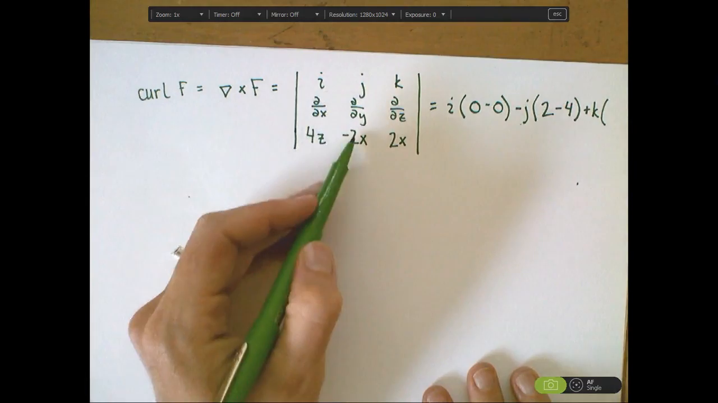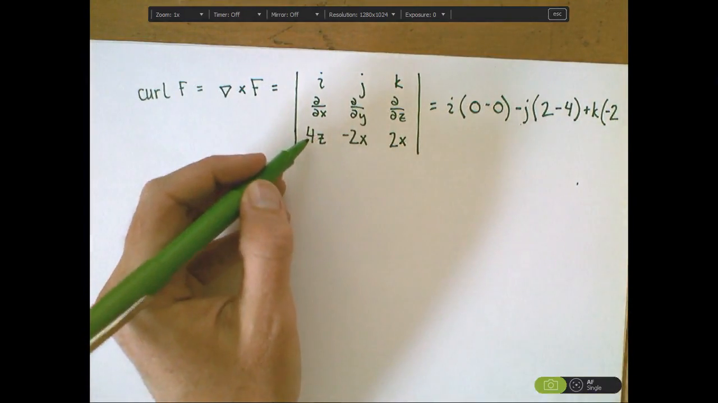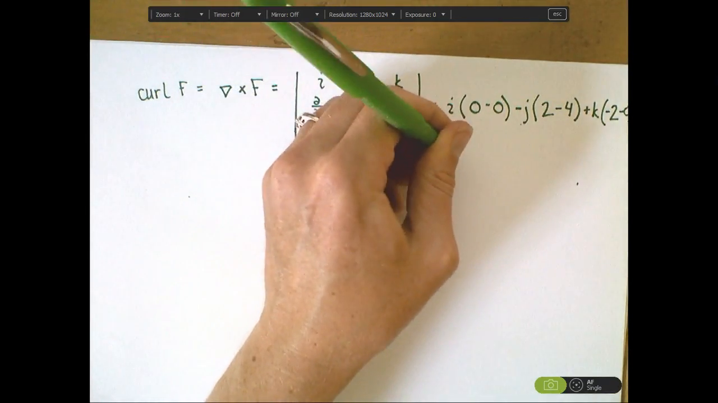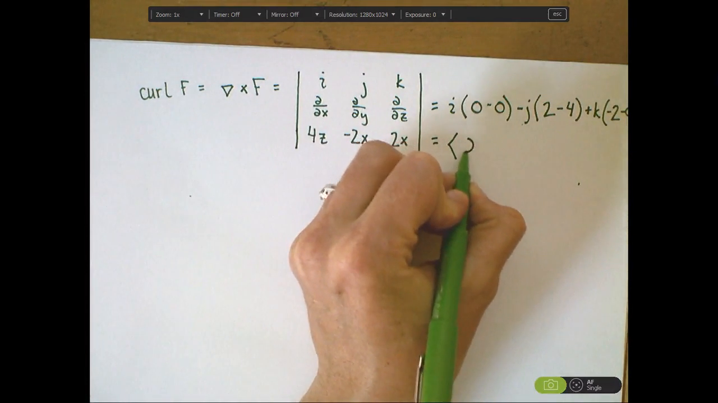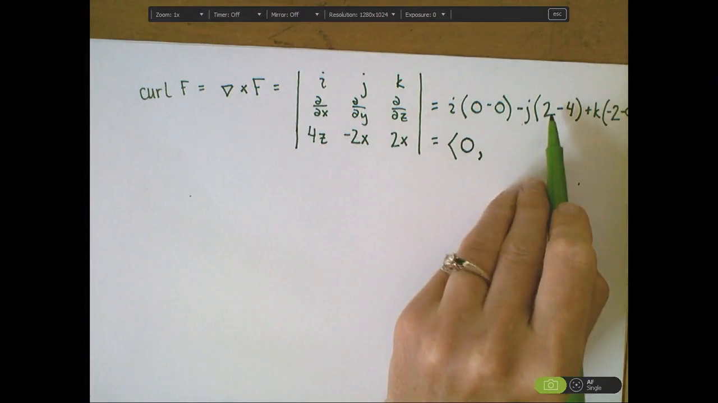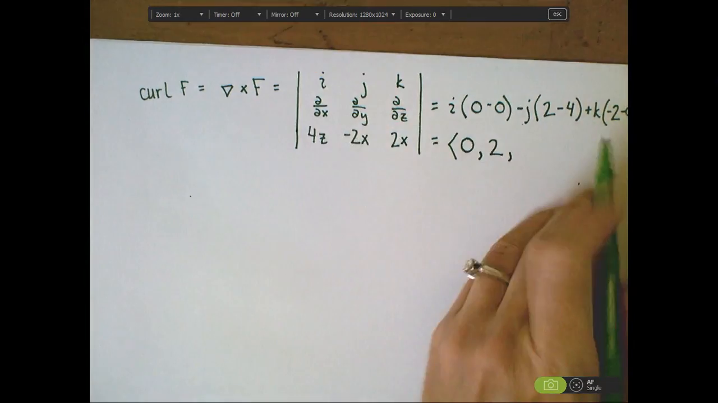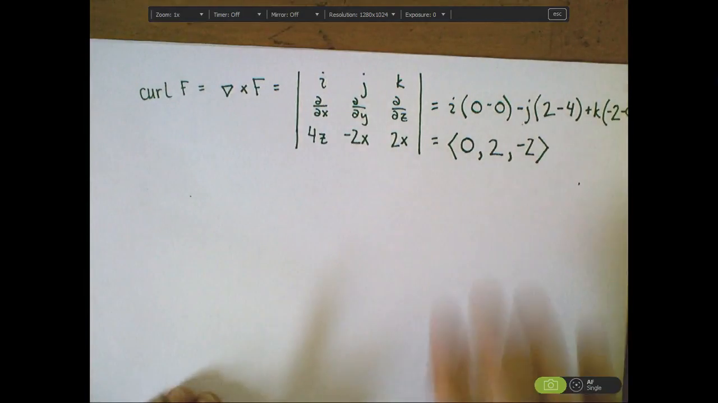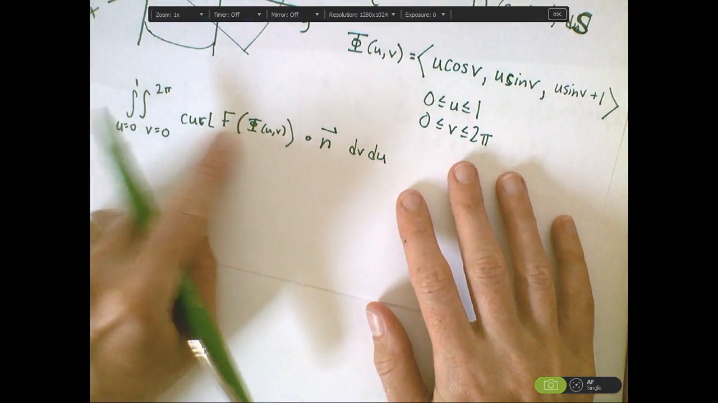Finally, the partial of negative 2x with respect to x is negative 2, and the partial of 4z with respect to y is 0. So that means that in this case, the curl of f gives us a new vector, the vector 0, comma, 2 minus 4 is negative 2, that's negative, so that's positive 2, comma, negative 2. And we got lucky in this special case that when I took the curl of f, I got something that was a constant.